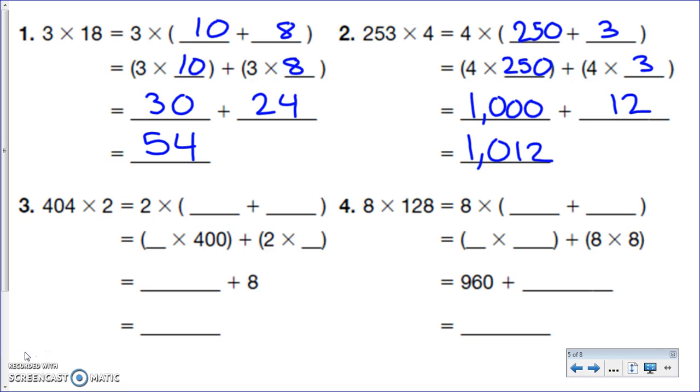For 3, we have 404 times 2. So we're going to break the 404 apart into 400 and 4, and then distribute the 2 across. Now we have 2 times 400, which is 800. And then 2 times 4, which they've already filled in for us, which is 8. So then we just add the two partial products, and we get 808 as our answer.